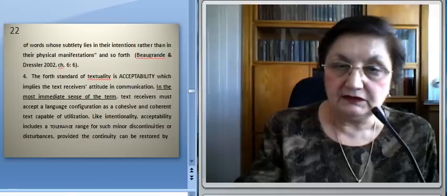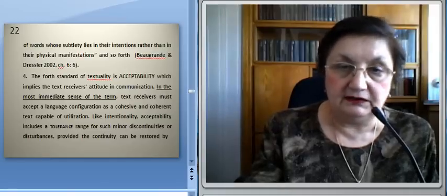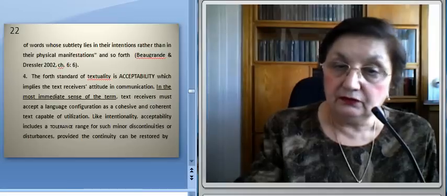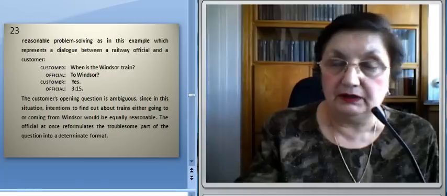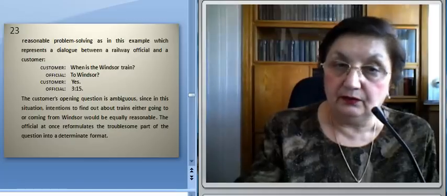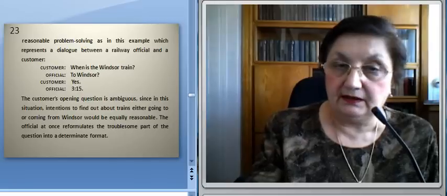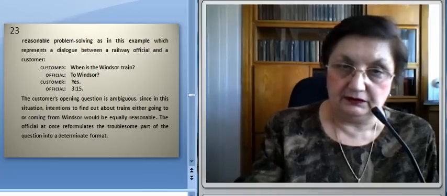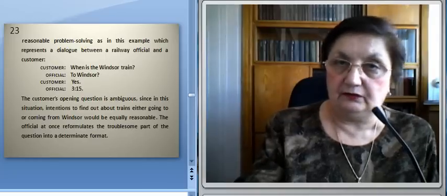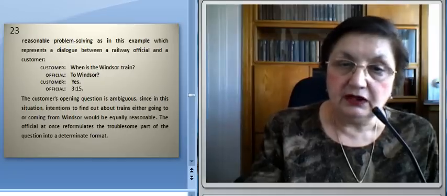which represents a dialogue between a railway official and a customer. "When is the Windsor train?" "To Windsor? Yes, 3:15." The customer's opening question is ambiguous, since in this situation, intentions to find out about trains either going to or coming from Windsor would be equally reasonable. The official at once reformulates the troublesome part of the question into a determinate format.